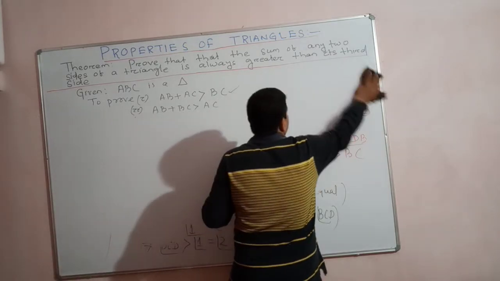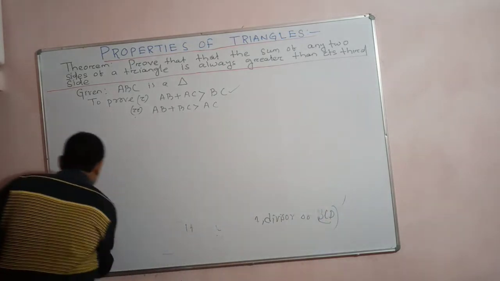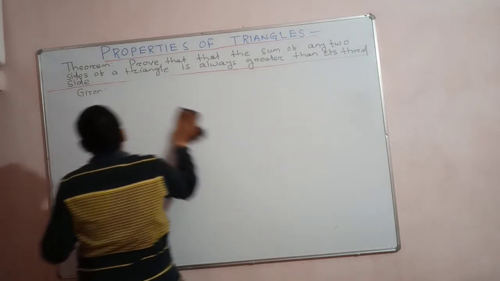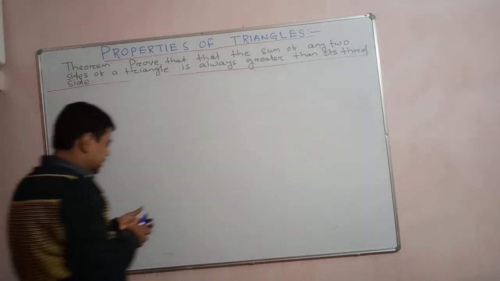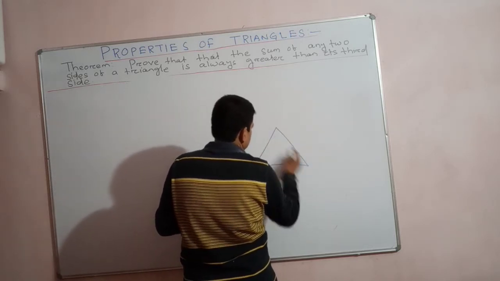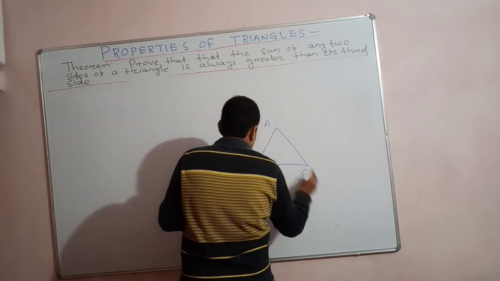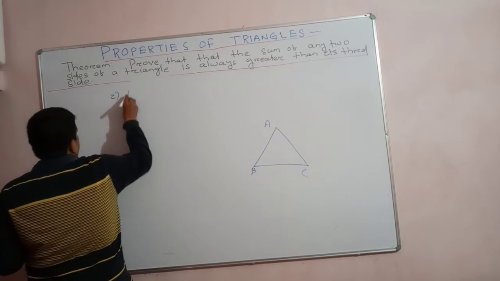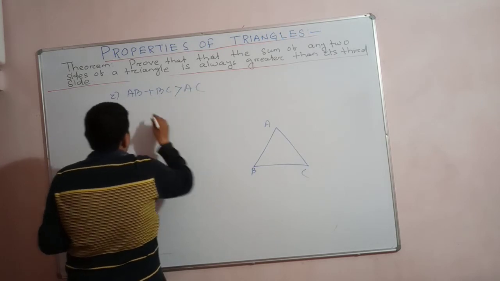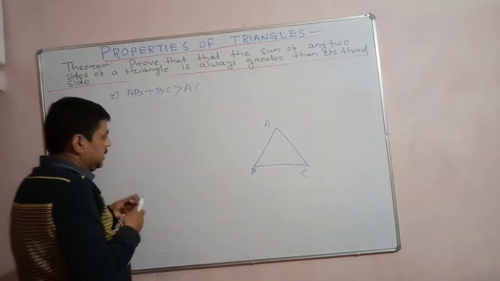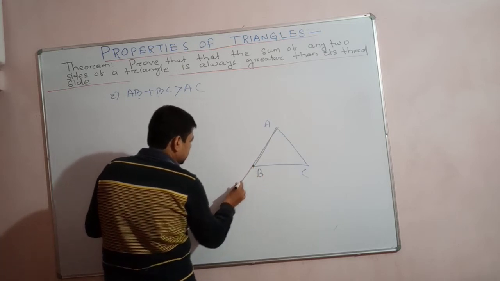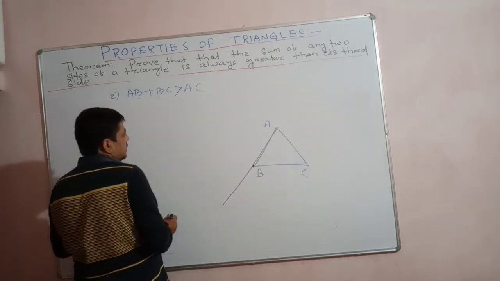Similarly, the second bit, we have to prove. Look here, this is triangle ABC. First we have to prove what? AB plus BC is greater than AC. What is the common vertex? B. So one of the sides is extended, because B is the common vertex, so AB is extended. Understand or not?